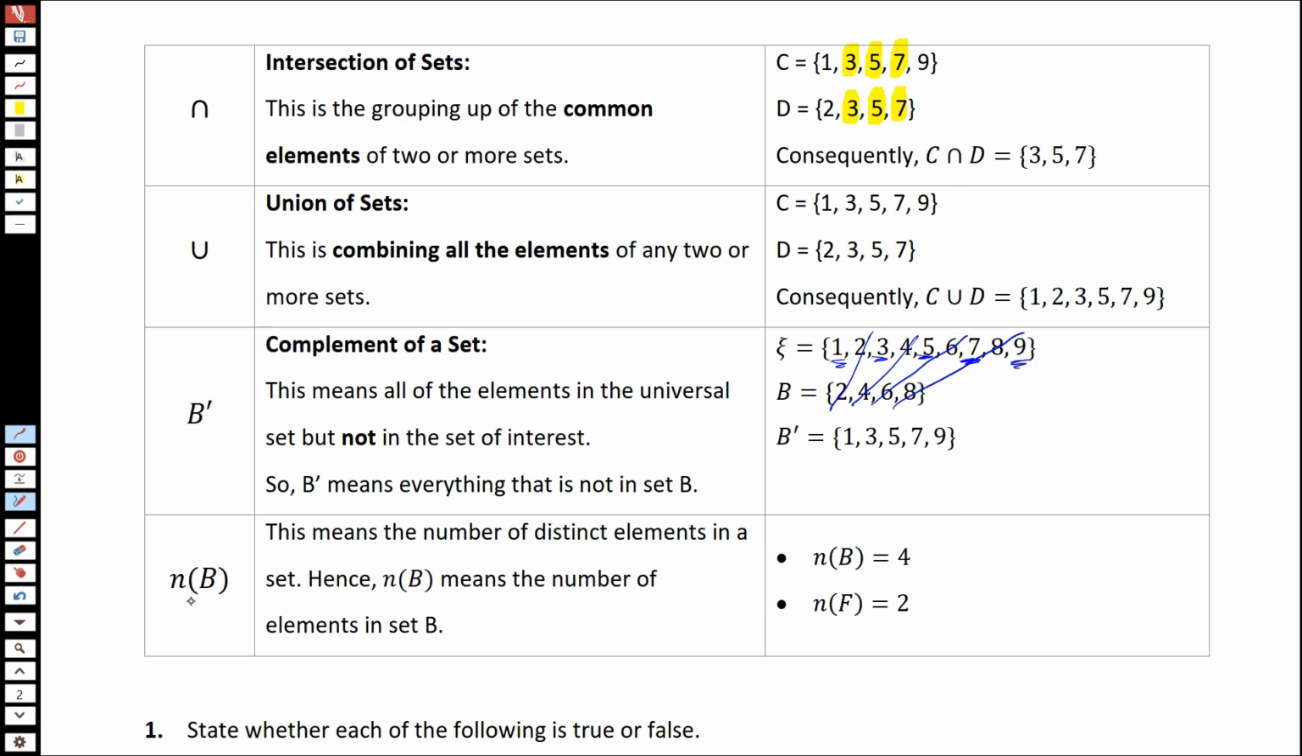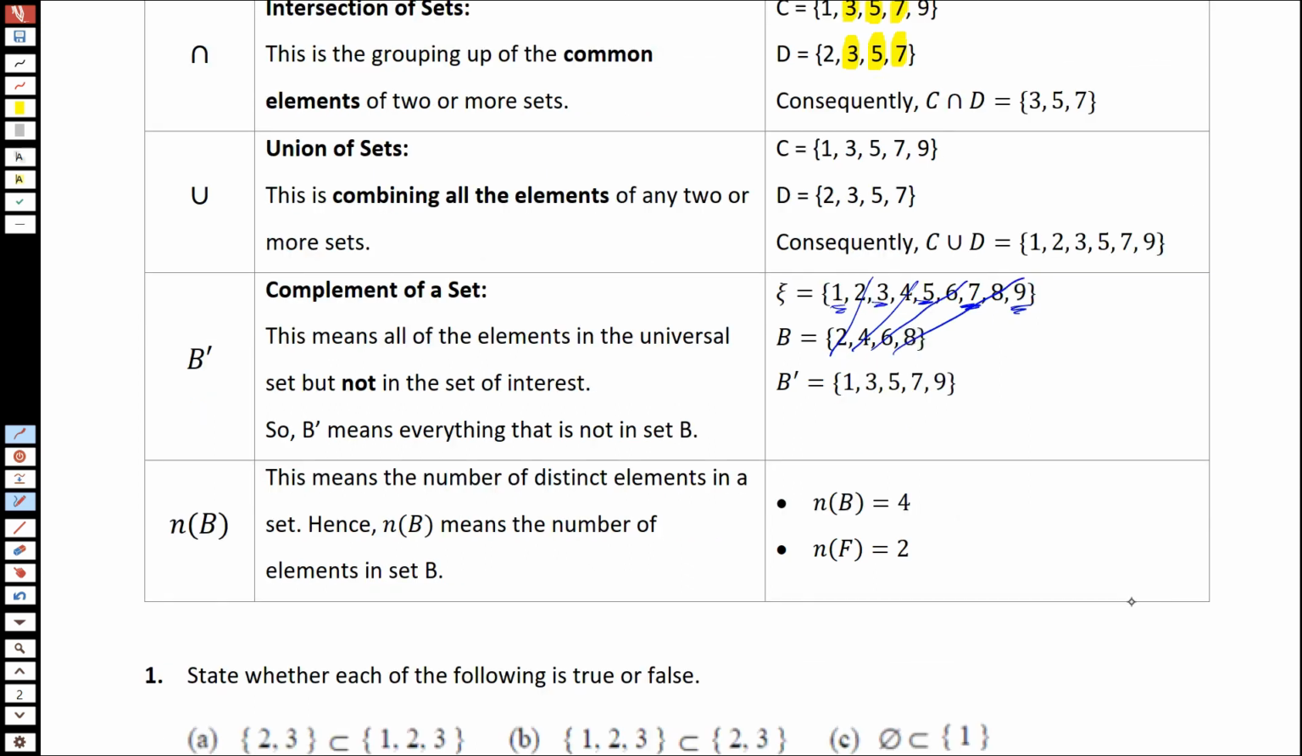Okay, so the last notation is the number of distinct elements in a set. That's represented by that. Just count the number of elements in that set. For example, set B has 4 elements, so the number of elements in set B will be equal to 4. Set F, as we saw previously, has 2 elements, so the number of elements in set F will be equal to 2.